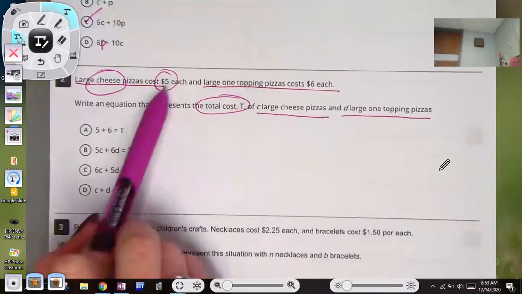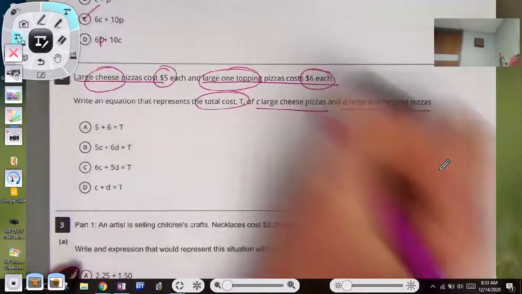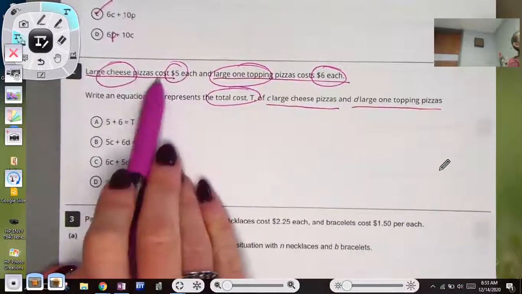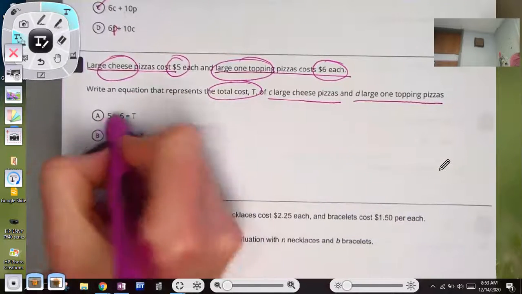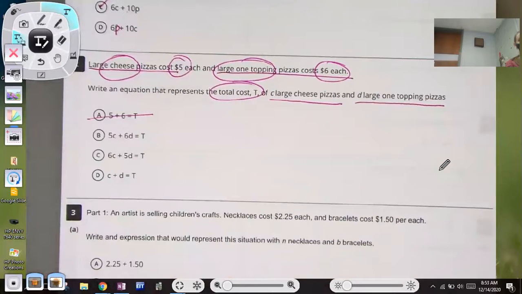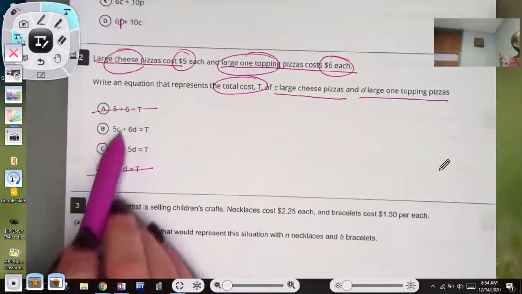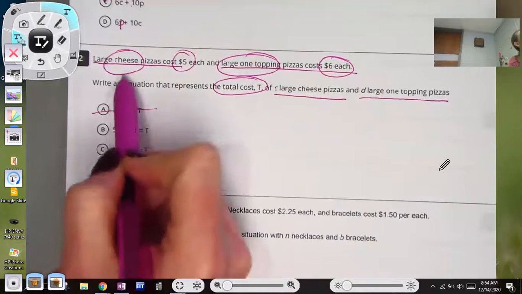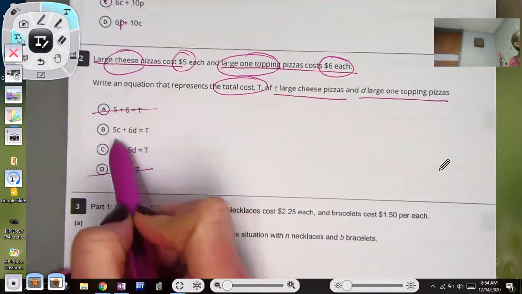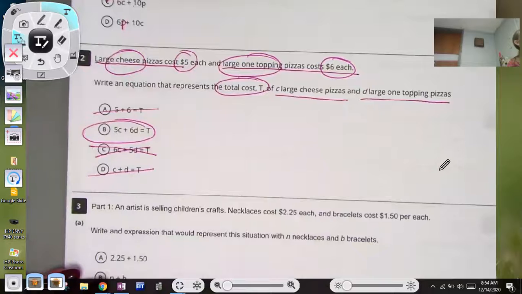Okay, so on number 2, since the $5 goes with the cheese and the $6 goes with the one topping, then we need to make sure those amounts are paired together in our equation. So I could rule this one out because it doesn't include the C or the D for the toppings. This one doesn't include the prices, so it's down between these two, and you can see that the only difference is that the prices are paired with different things. So was the cheese pizza $5 or $6? It was 5, so it's going to be that one, not that one.